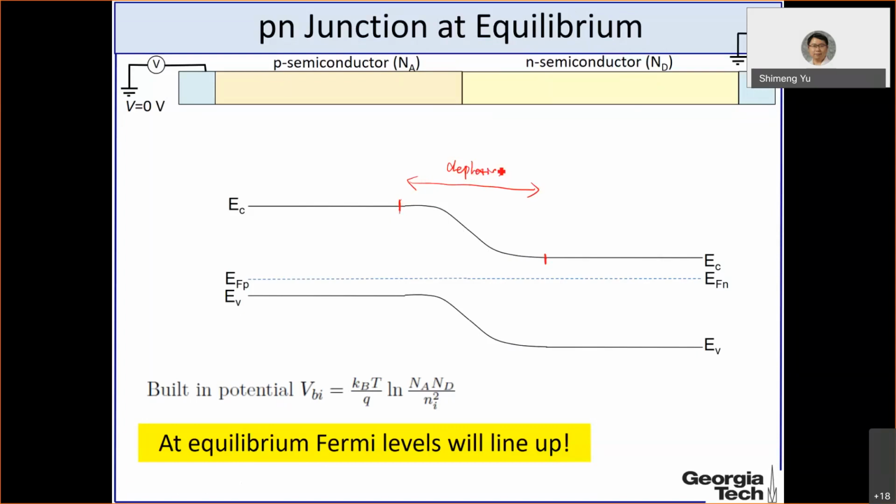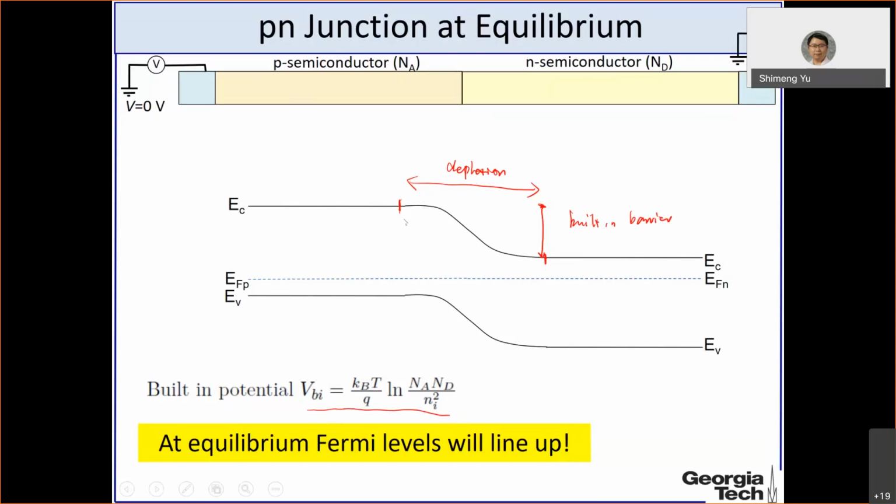This is the depletion region. And here we see there's a barrier between the p-type and n-type. So this is a barrier, and we call this the built-in barrier. The built-in barrier is given by this formula. We are going to derive that in the next slide.